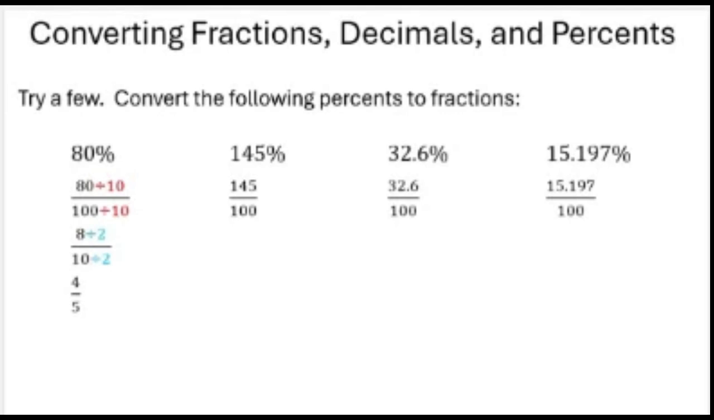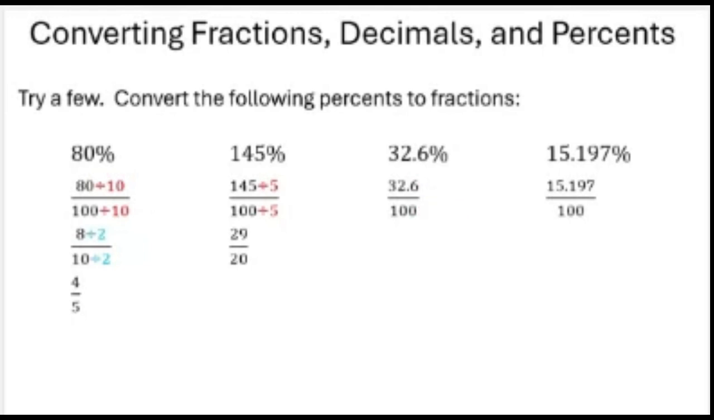On the next one, also not too bad, 145 over 100. You can see that when the percent is over 100, the top is bigger than the bottom because we have more than the whole, is what 145% would mean. I would notice that those are both divisible by 5. You might have to do a little bit of long division to get the 145 divided by 5. You're going to get 29 on that. So 29 over 20, or that could be converted to a mixed fraction. We're going to leave it as 29 over 20 for now.